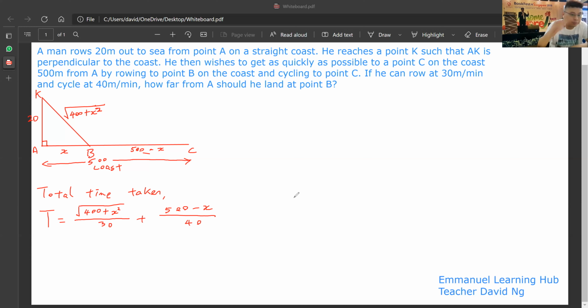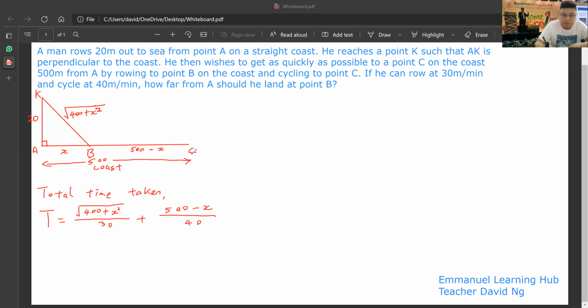Pythagoras theorem, you get your distance KB. KB is how much he needs to roll, the distance he needs to roll. Then B to C, the distance is 500 minus X. And X is the distance from A where he landed. So obviously you need to find X.